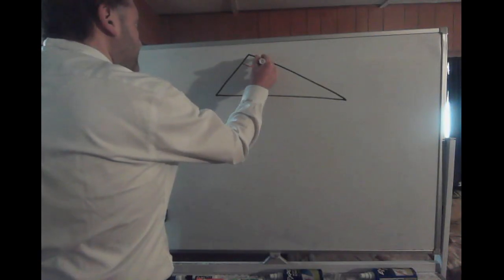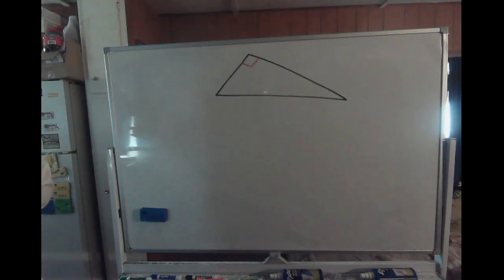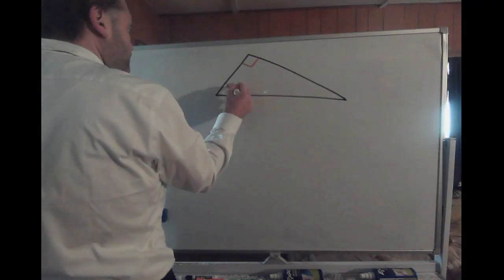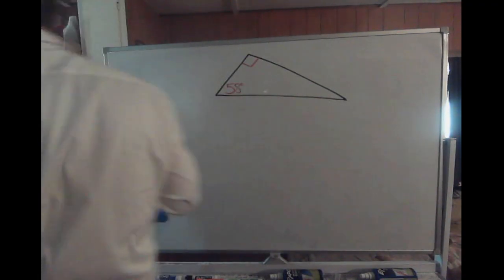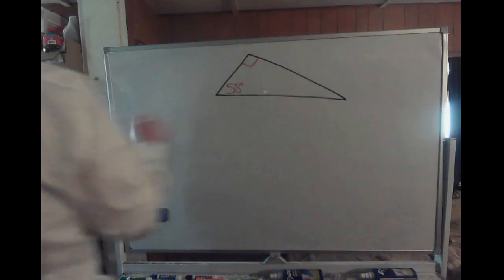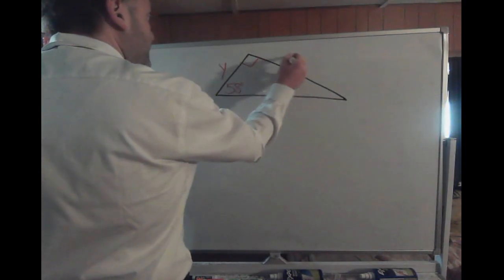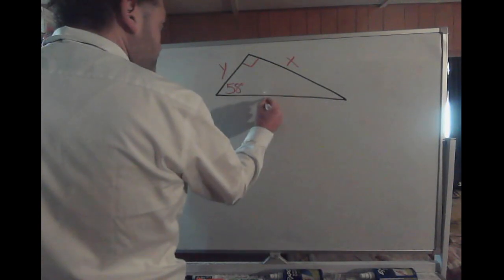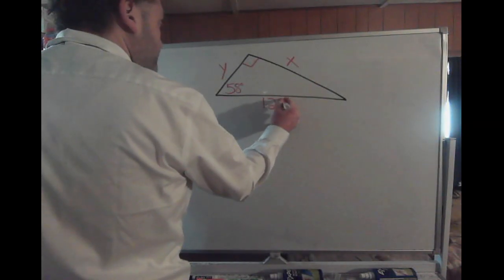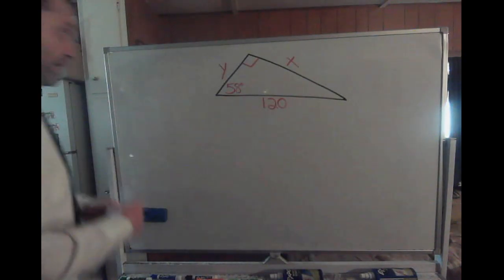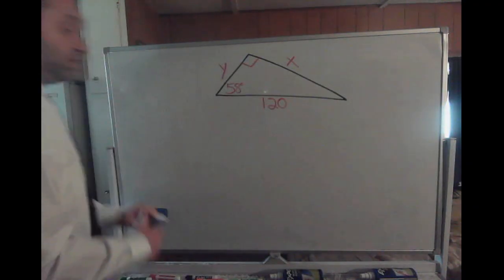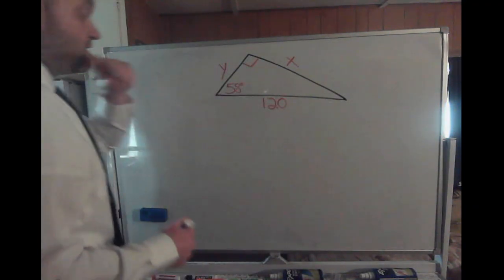Another right triangle, but it's a little bit tilted. We have a 58 degree angle here. We have y, we have x, and then we have 120 for the length of the hypotenuse. So we need to solve for x and y. Well, a good place to start is x.